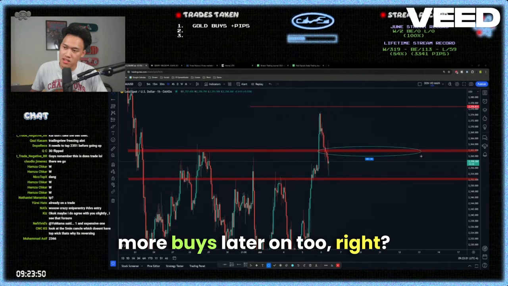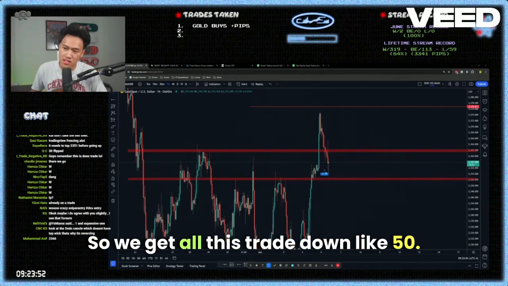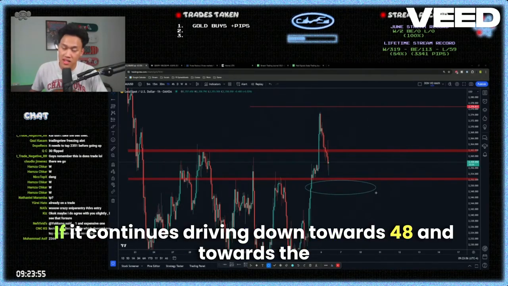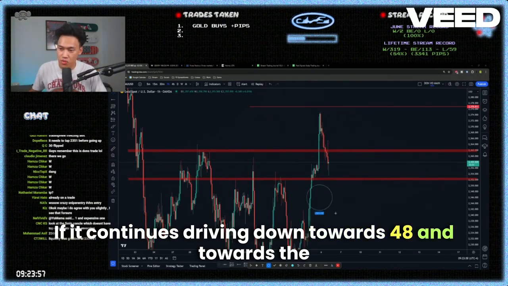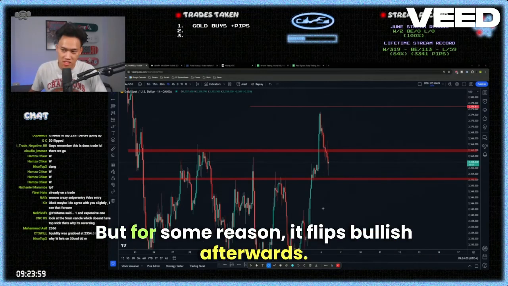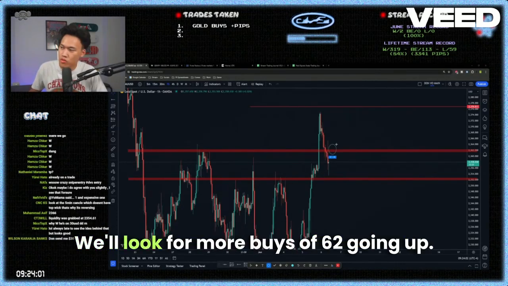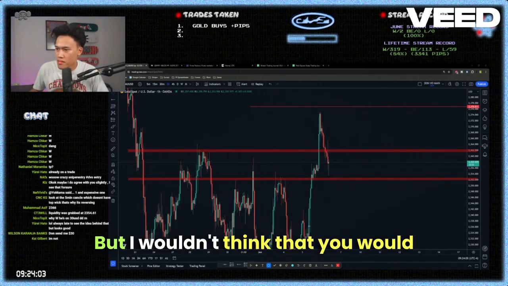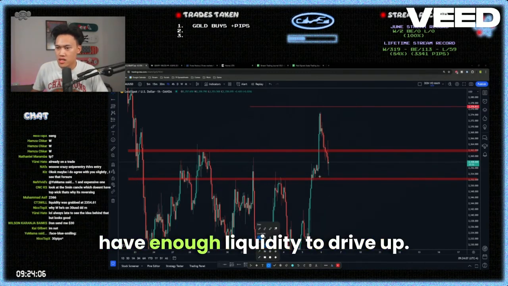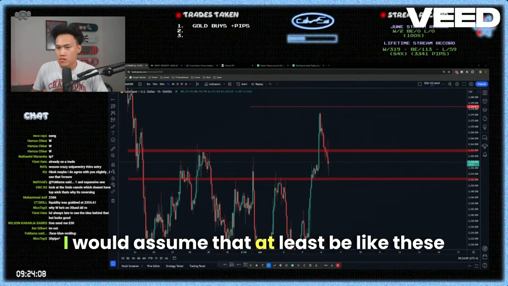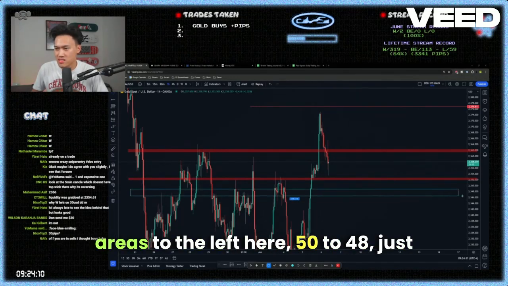And then worst case, we'll look for more buys later on too, right? So if we get out of this trade down at like 50, and it continues driving down towards 48 and towards the rest of the daily, then it just runs down, right? But for some reason, if it flips bullish afterwards, we'll look for more buys of 62 going up. But I wouldn't think that you would have enough liquidity to drive up. I would assume that it'll at least be like these areas to the left here.